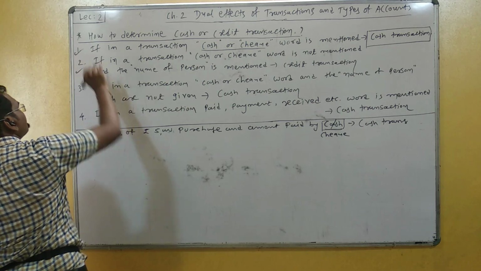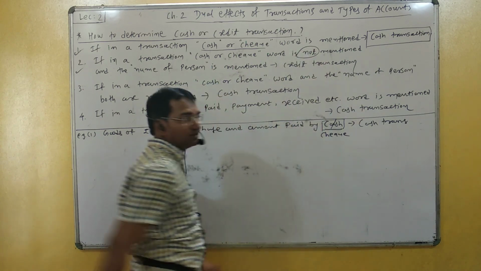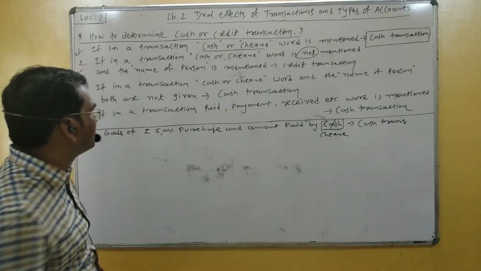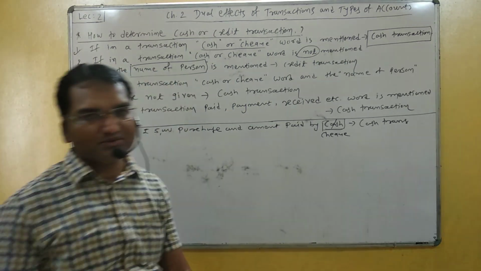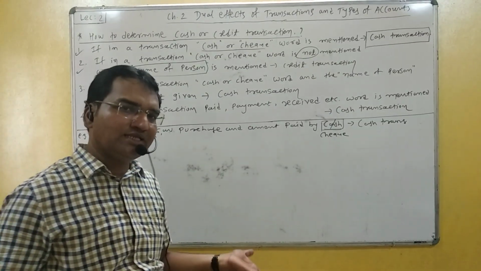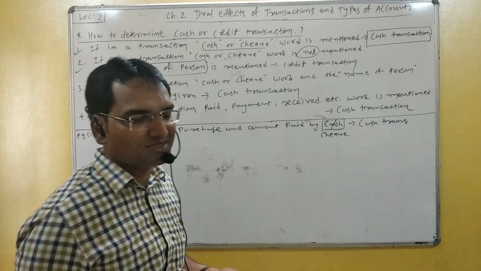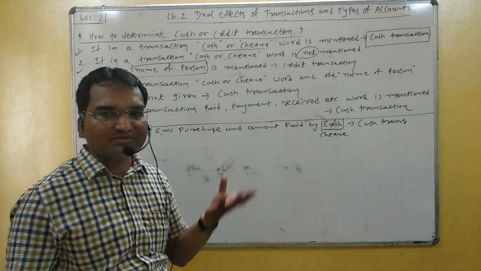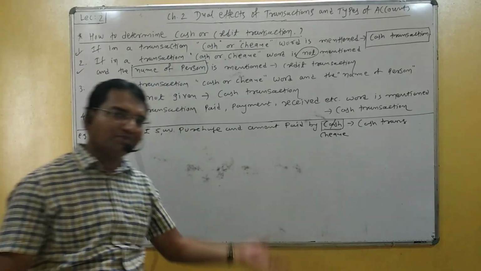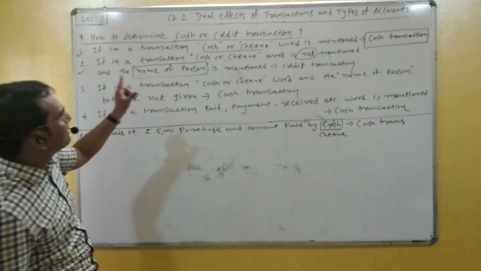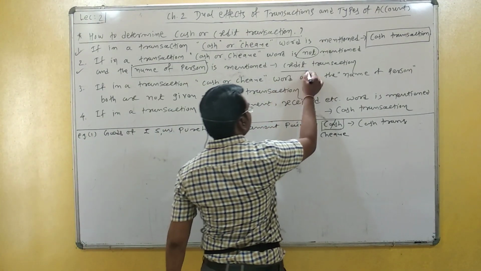Now the second rule: if in a transaction the cash or check word is not mentioned, and the name of a person is mentioned. Person means a living person as well as an artificial person, like a firm, company, etc. Living person means we, the living people. Here the cash or check word is not mentioned and the name of a person is mentioned. It is treated as a credit transaction.